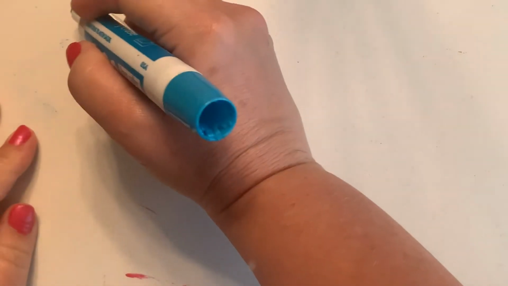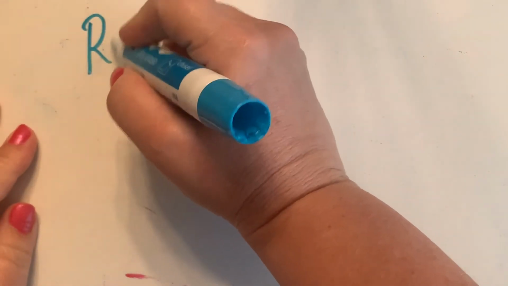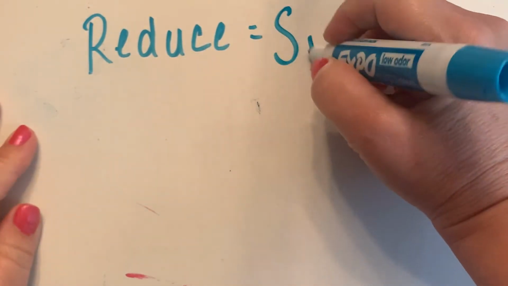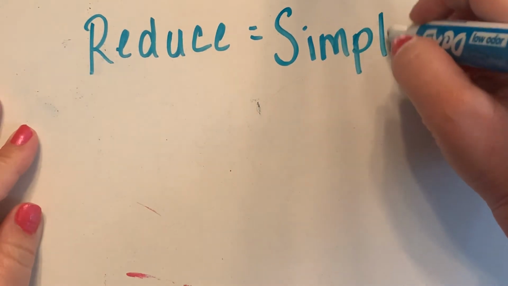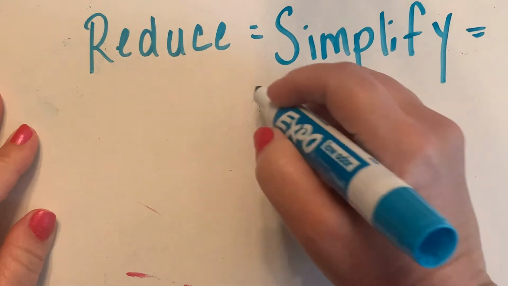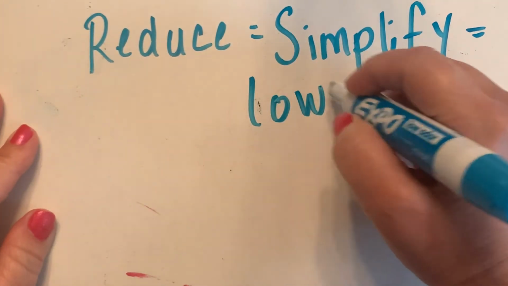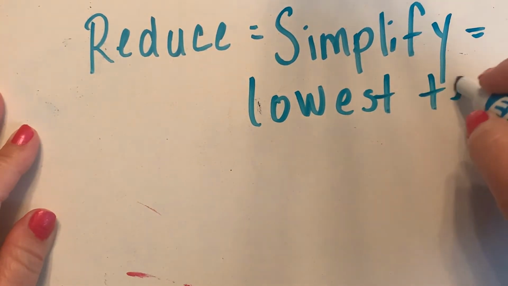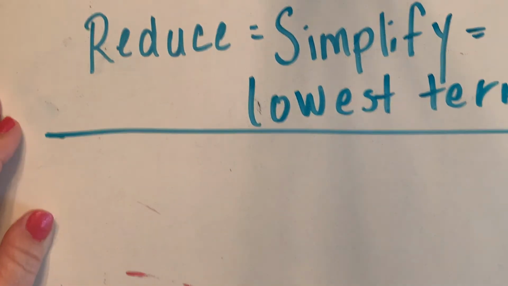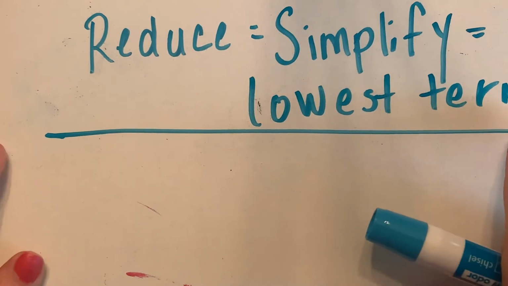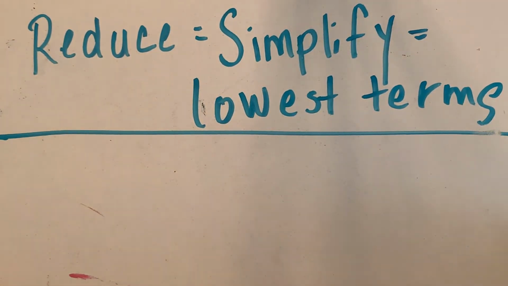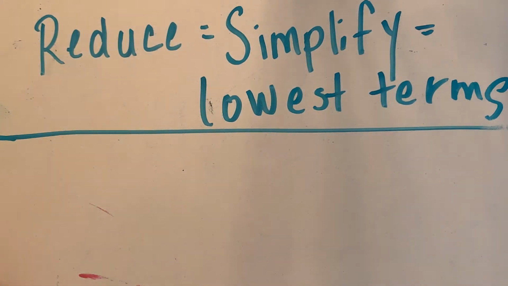Now, another word for reduce, I don't think I've shared this with you, is simplify. That's another word. And then you're also going to see reduce the fractions to lowest terms. These pretty much all mean the same thing. Reduce, simplify, and lowest terms. So get those in your brain. And we're going to go back to what we were working on Friday.